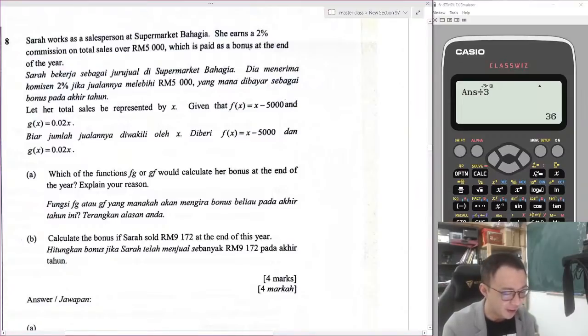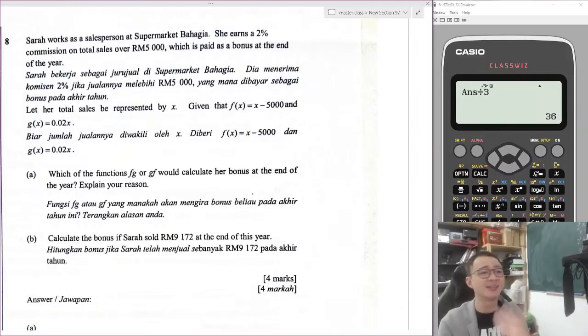So therefore, which pays for the bonus at the end of the year? Which of the functions fg or gf would calculate her bonus at the end of the year, and explain your reason? Yeah, I realized recently, last year and this year, there are a lot of questions that want you to explain. So I kind of predict this year SPM will also have some similar questions that will ask you to explain. Yeah, this tests how much you understand that topic.